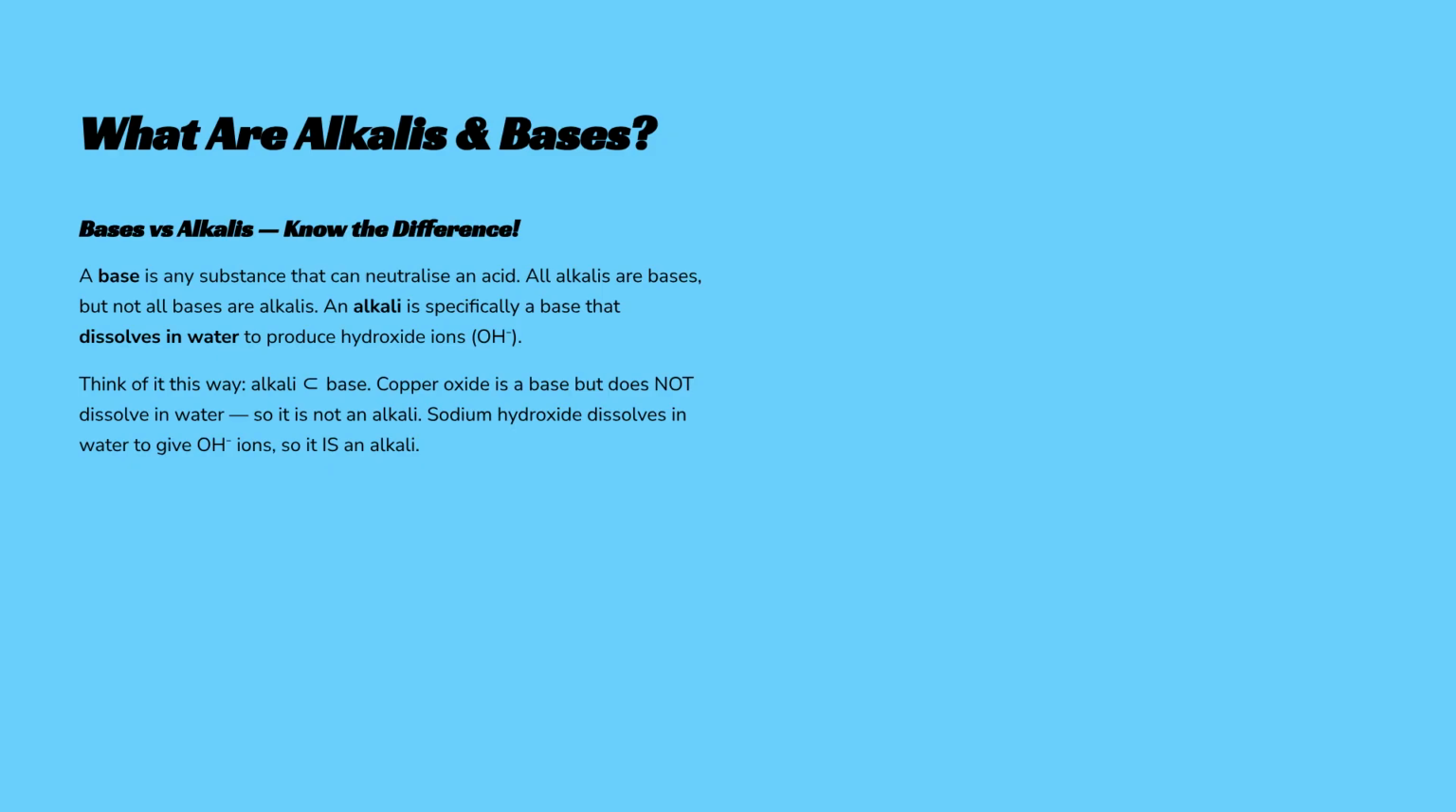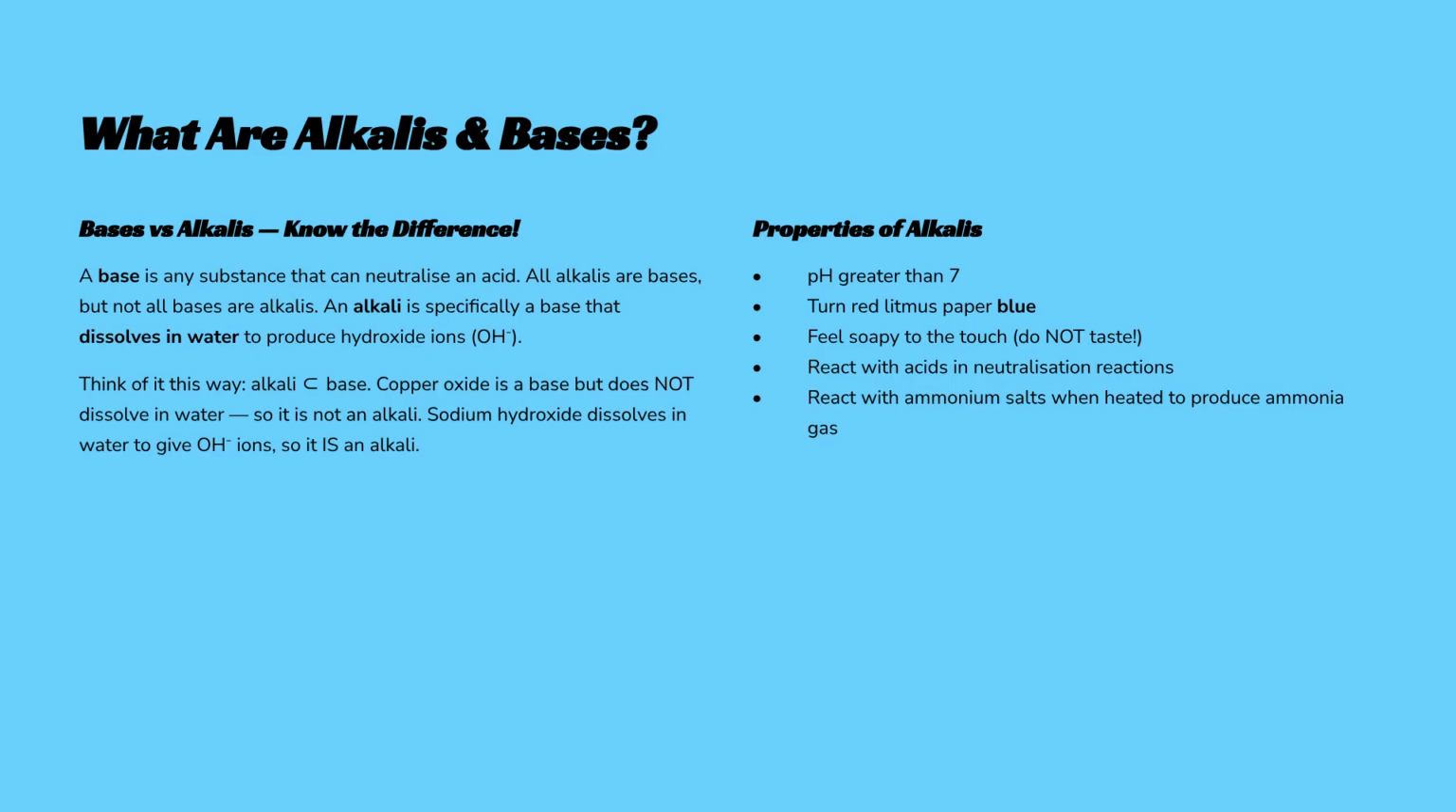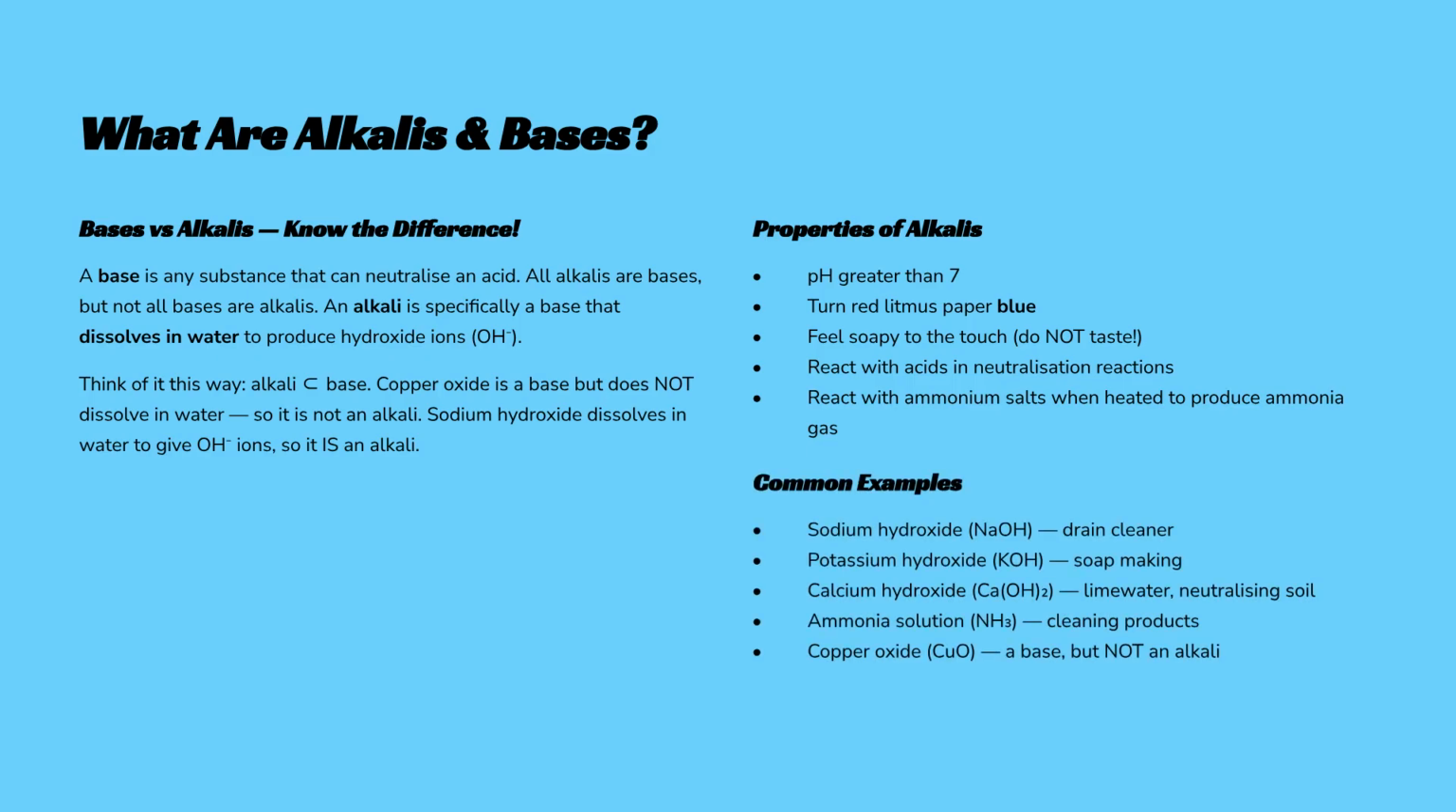Alkalis are bases that dissolve in water to produce hydroxide ions, OH-. Alkalis have a pH greater than 7, turn red litmus paper blue, and feel soapy to the touch. Examples include sodium hydroxide and calcium hydroxide.